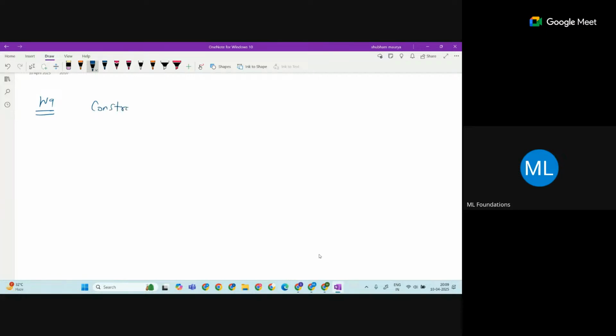Constraint optimization, then Lagrange, which is nothing but the constraint optimization, and the convex. In convex, we are going to see convex set and convex function. So this is in week 9, and week 10 is the KKT only, I think.